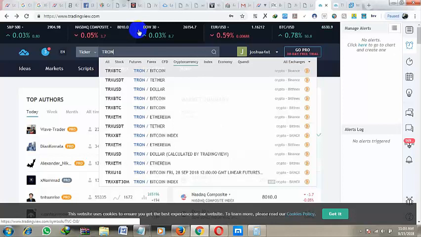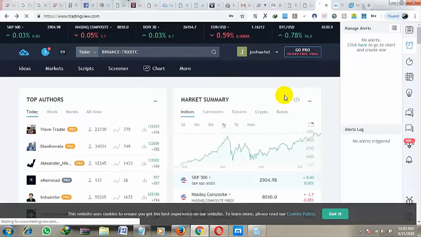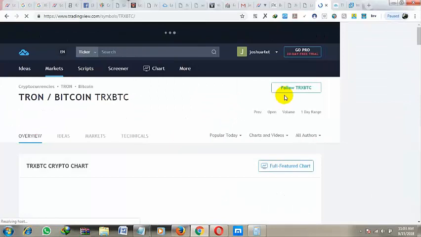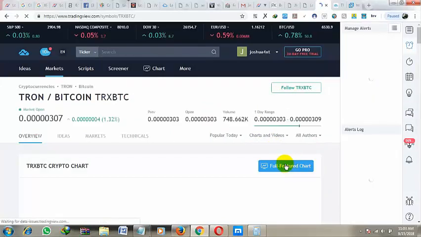You can also do this analysis on Bitrace, but it's best to use a professional platform that shows you every other thing in case you want to combine it with other tools. Okay, so TRS BTC. So I click on it. Full feature charts, to go to my chart.